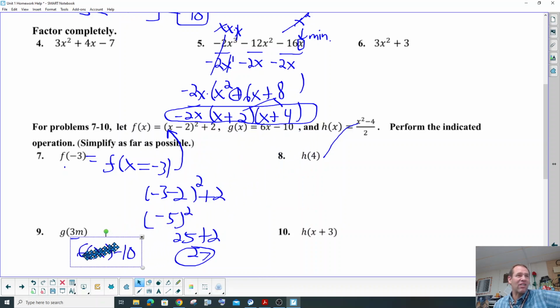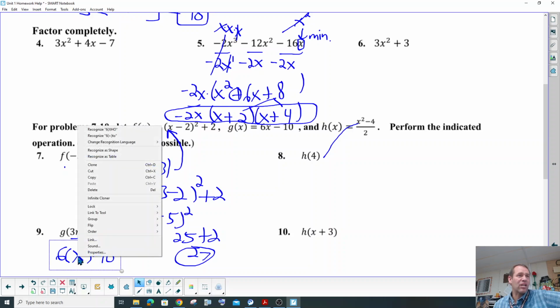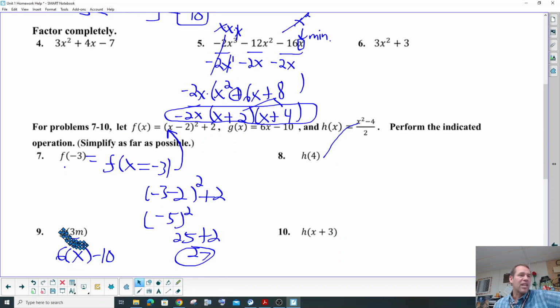So I'm going to bring this down like this, right? And then I'm going to ungroup that maybe. There we go. Okay, so now that's G. 6x minus 10 is G. So I'm going to pull the x out, and wherever I see an x, I'm going to plug in its place the 3m. And that's how you do these compositions, right?